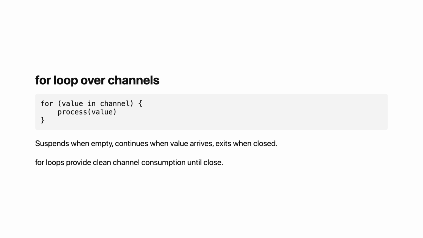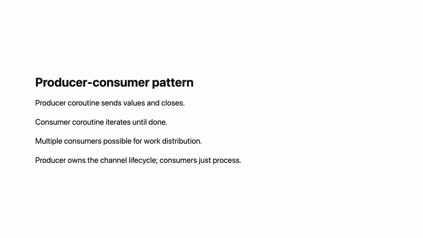Under the hood, the for loop uses the channel's iterator. Each iteration calls receive. Close the channel to end the loop. Without closing, the loop waits forever.